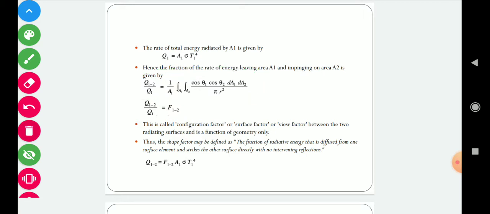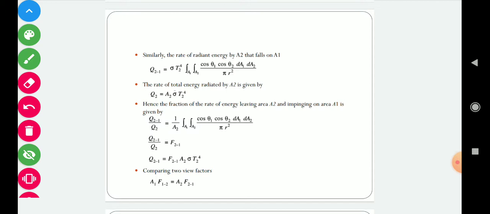So, this is the total energy, but if we include the shape factor, we have to multiply this equation by its shape factor. So this is the final equation. It means Q12, the amount of energy transferred from surface 1 to surface 2, will be equal to its shape factor multiplied by the total energy emitted by surface 1. So this is our final equation.